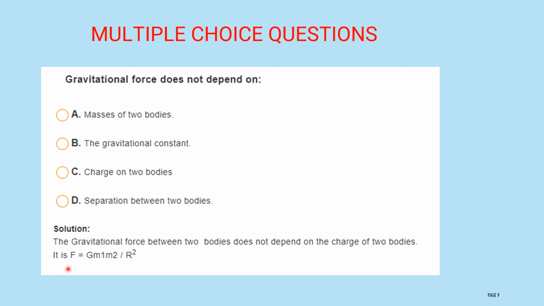According to this formula, F is equal to G m1 m2 divided by r square. Here the gravitational force depends upon the mass of the bodies, the gravitational constant, and also the separation, otherwise the distance, between the two bodies. Therefore, the correct answer for this question is option C, charge on two bodies. Gravitational force does not depend upon the charge on two bodies.